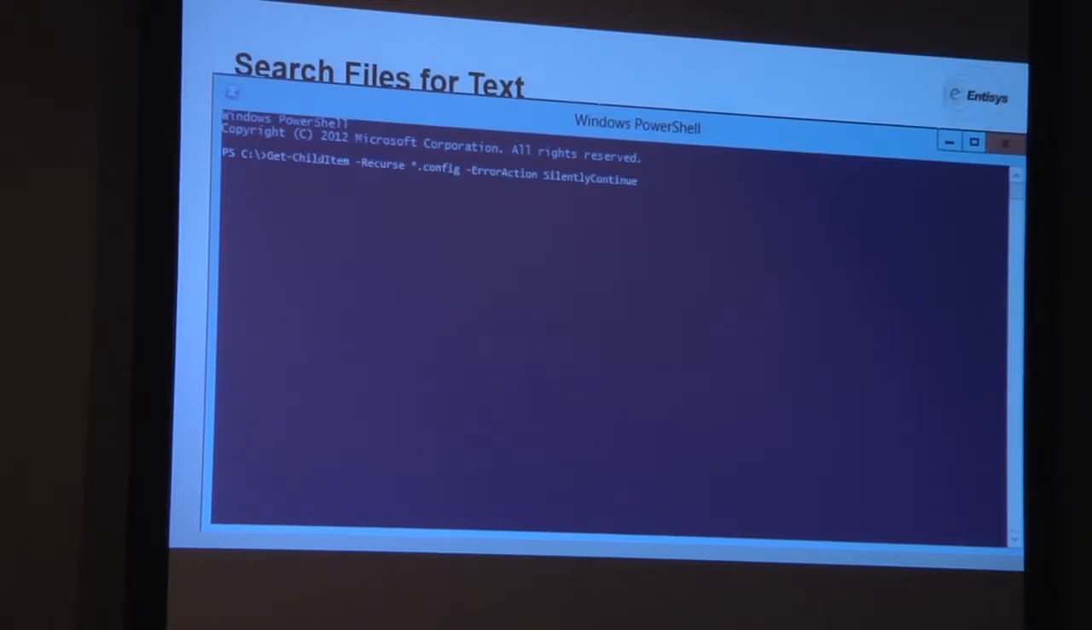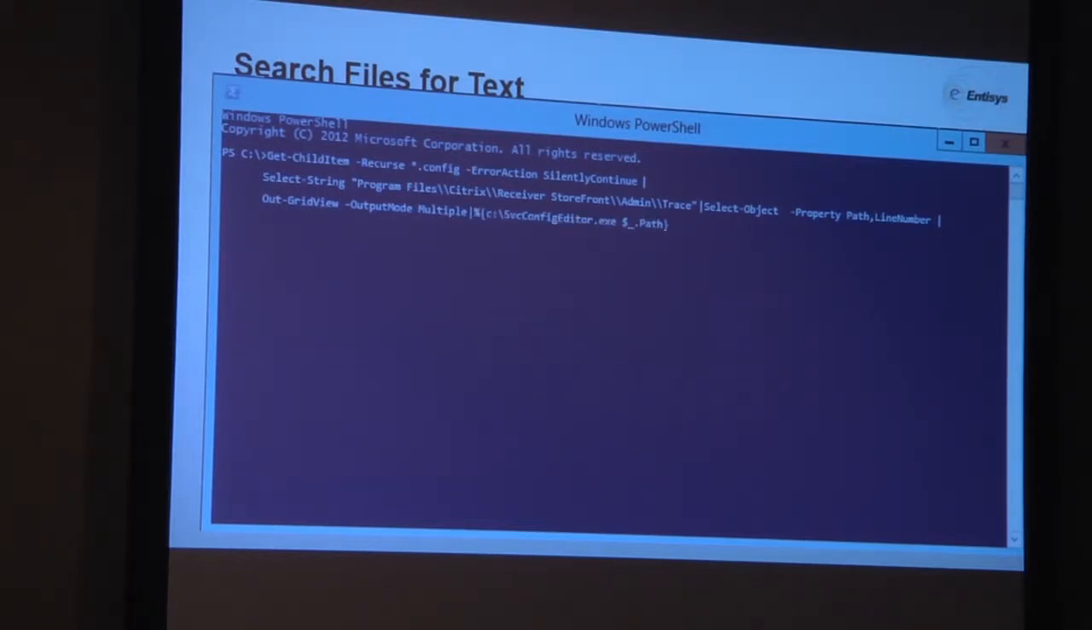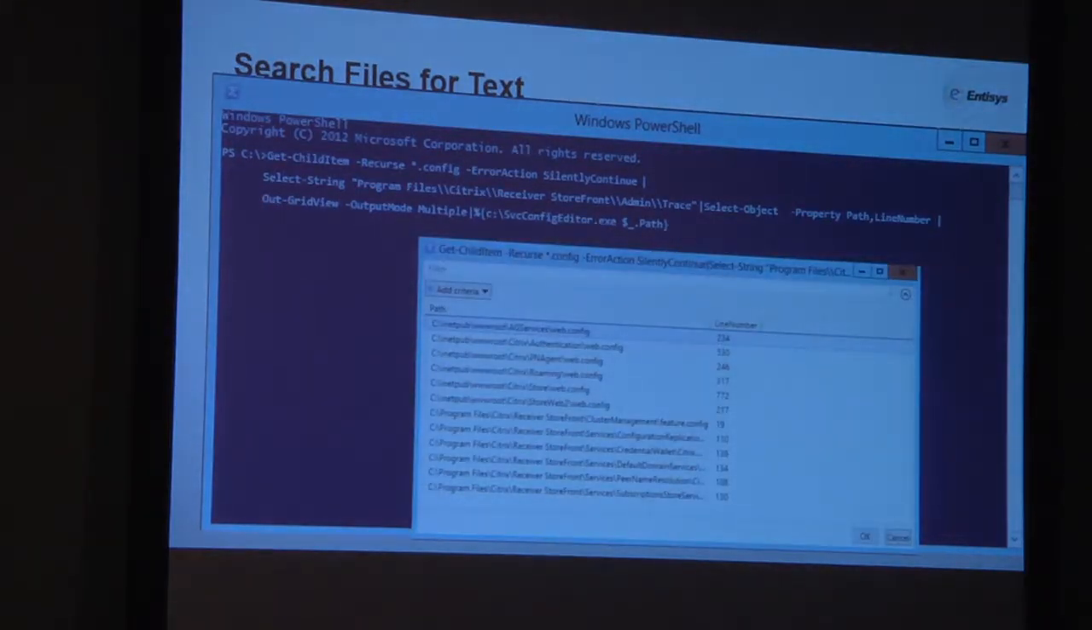So what you can do, you can search for all configuration files. First thing that you need to enable tracing according to the documentation. Then you can search for all configuration files, search for the string that targets point to the folder where log files are stored. Select path name, output to the grid. You will find all files.